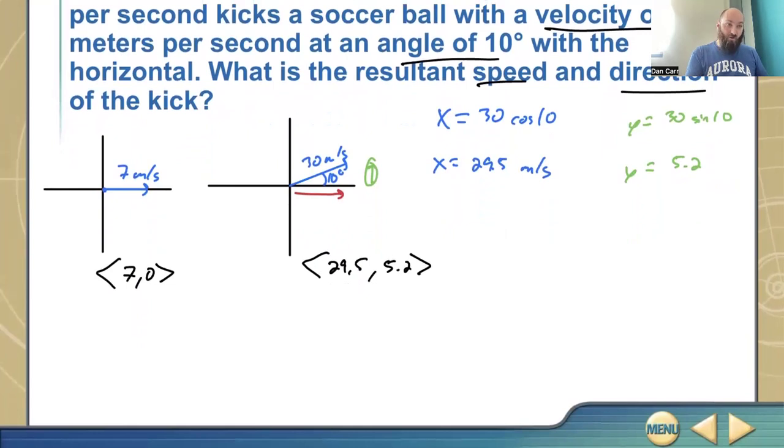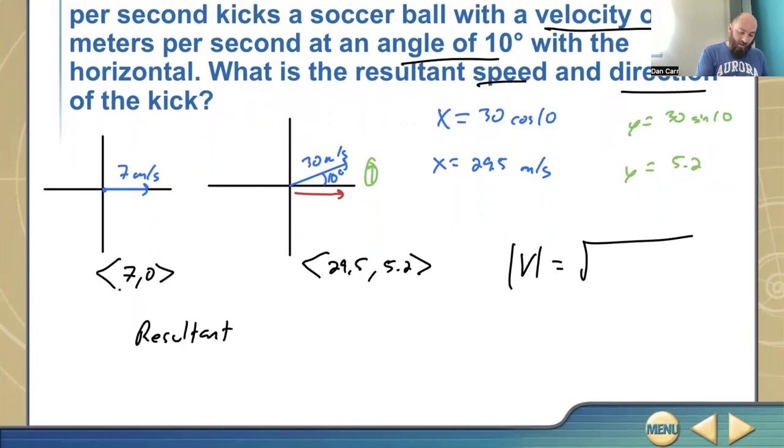So two things. First thing I want to do is find the magnitude. So with the magnitude, remember, that is equal to the square root of my components squared. Sorry, I should have written this down. The resultant vector, if I combine my two x components, comes out to 36.5. And if I combine my two y components, it's going to be 5.2. So what's happening is the soccer ball is actually traveling this much in the horizontal and this much in the vertical.